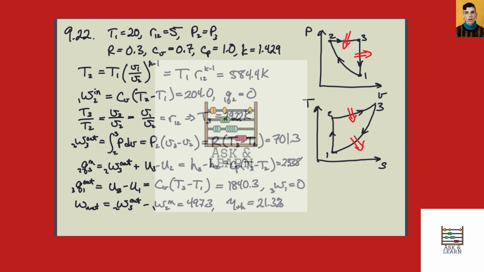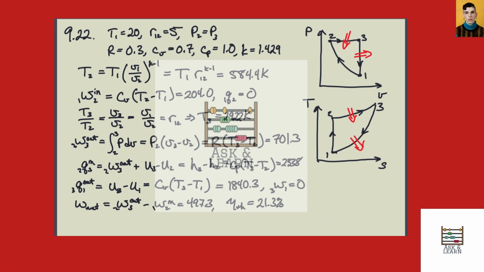Now, for an ideal gas at constant pressure, from 2 to 3, we have T3 over T2 equals V3 over V2. V3 is V1, so V1 over V2 is just the compression ratio, 5. So T3 is 5 times T2, or 2,922 Kelvin. So this scale is way off, because this temperature should be 5 times this temperature. This goes up a little bit here, then way up here, and then comes back way down here.